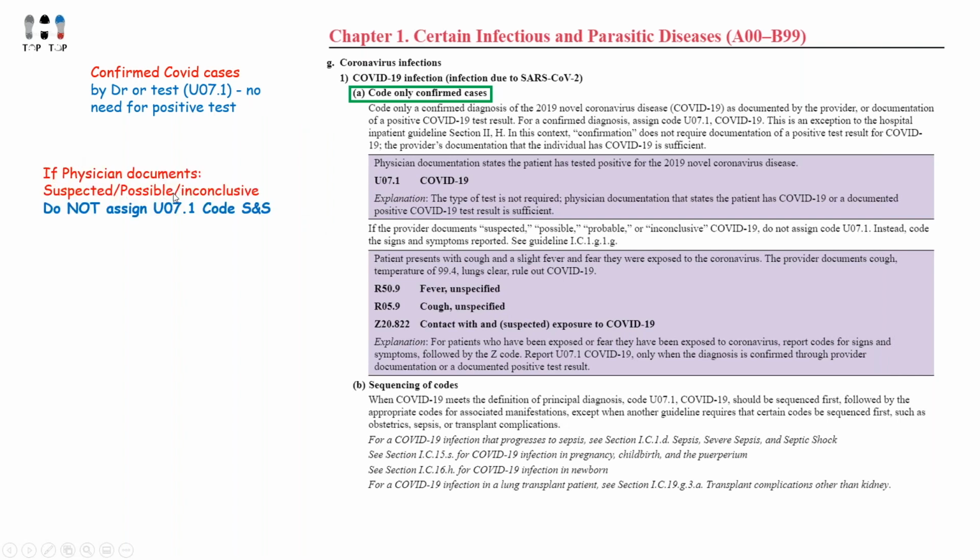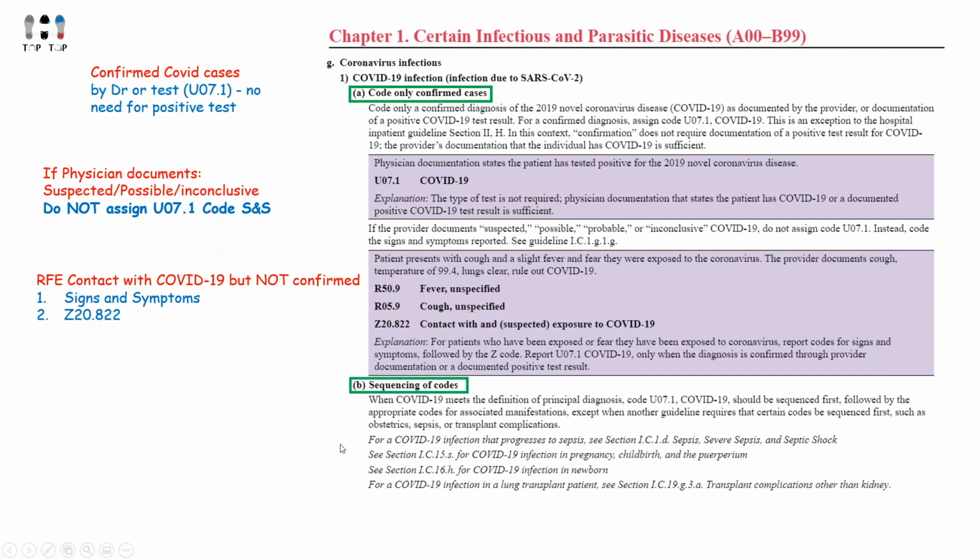Now, if the physician documents suspected, possible, probable, inconclusive, rule out, don't assign that code U07.1. That is the COVID code. And be sure to code the signs and symptoms. If the reason for the encounter is contact with COVID-19, but it's not confirmed, you're going to sequence first those signs and symptoms. Second, Z20.822. All right, and there is your reference.